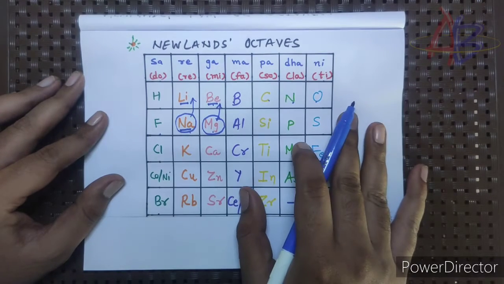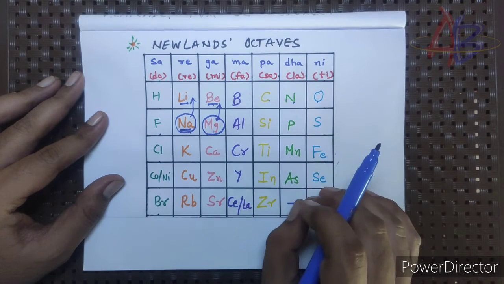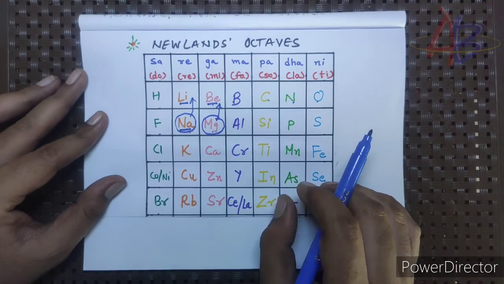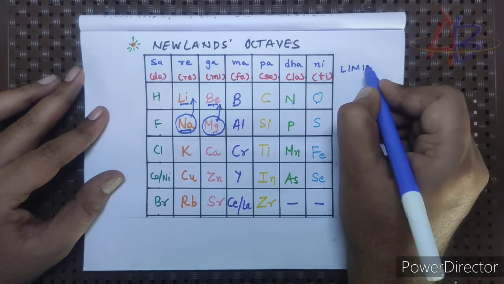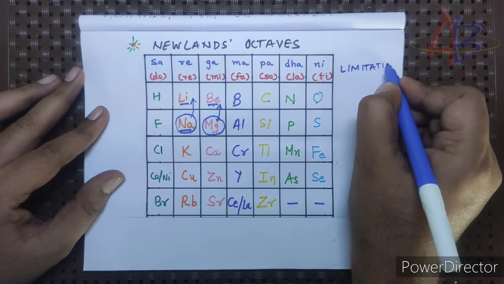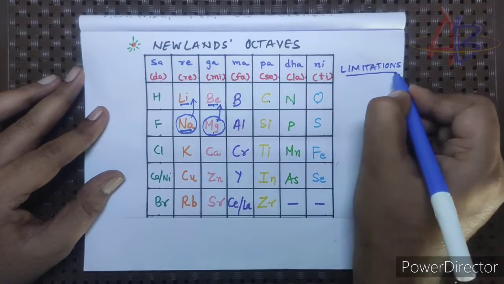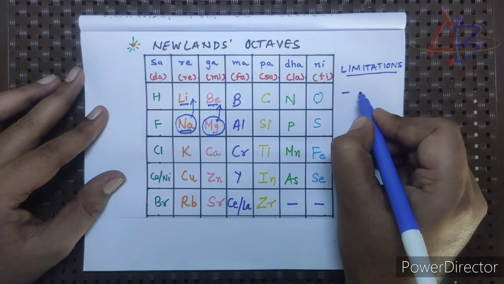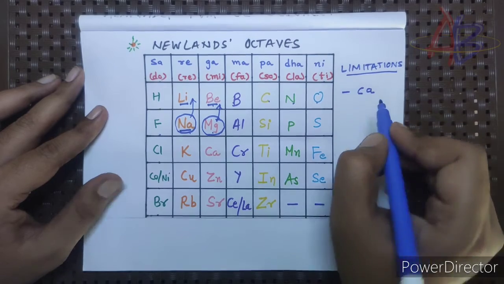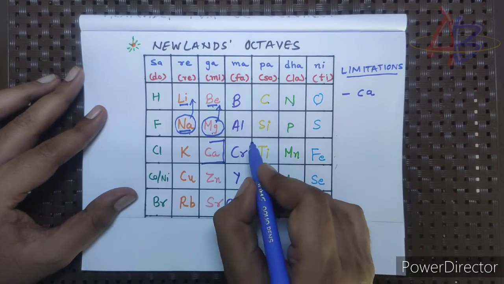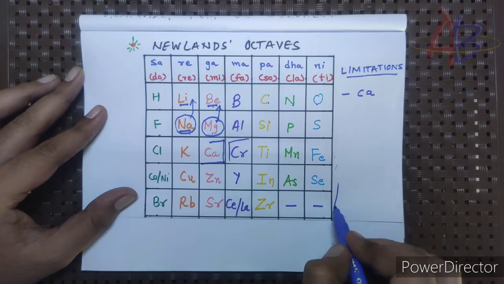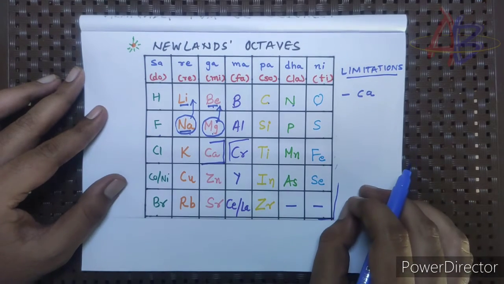But this law is not perfect. There are many limitations related to Newland's law of octaves. Let us talk about the limitations of Newland's law of octaves. First of all, this law works perfectly till calcium. But after calcium, all the remaining elements are not so precisely arranged.